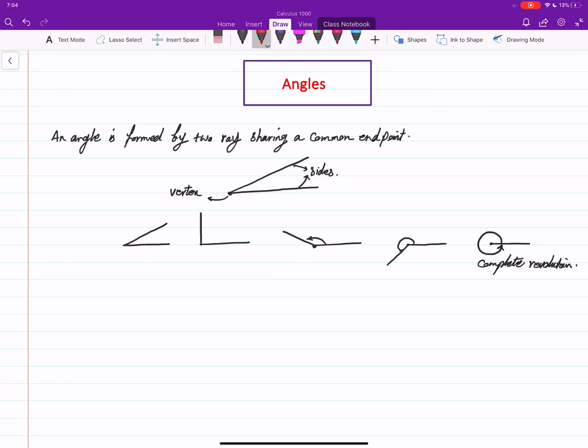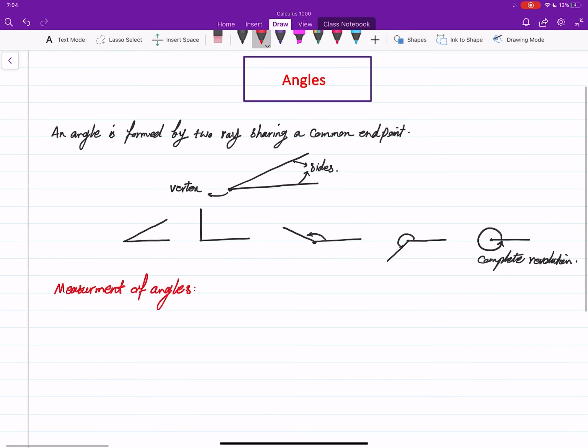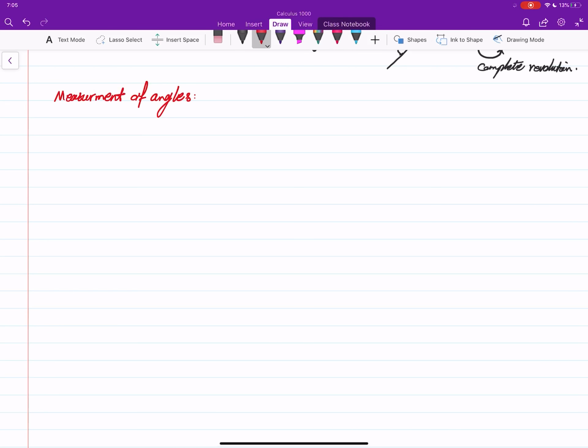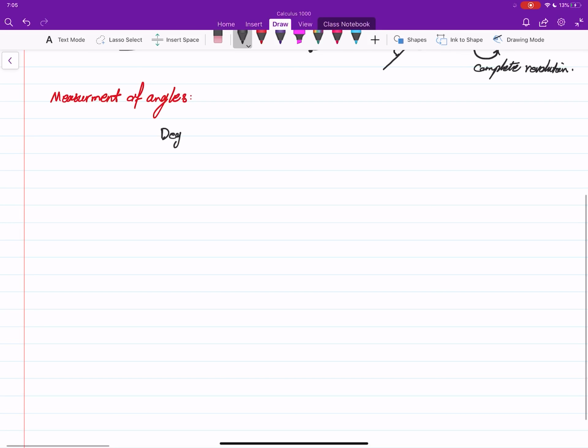Well, measurement of the angle is something that, there are two important ways to measure angles. One is in degree, and the other one is called in radian.